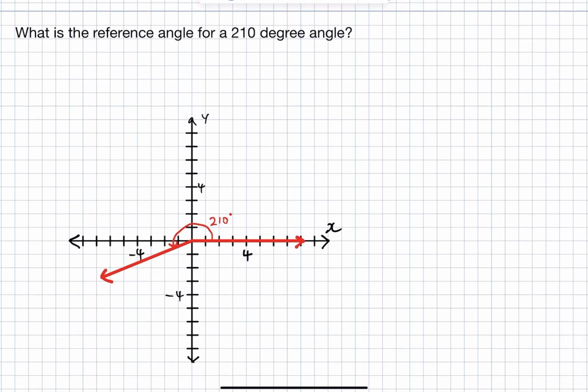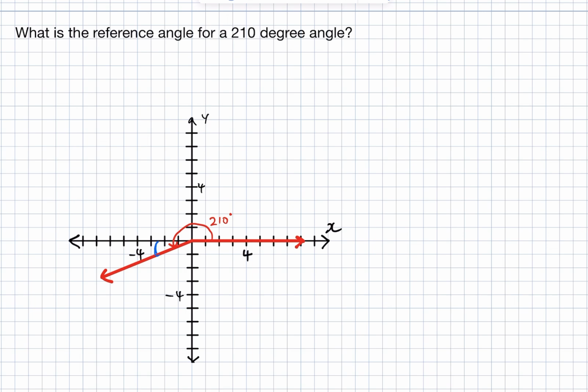Okay, here's a question. What is the reference angle for a 200-degree angle? Okay, so here we have an initial side over here, starting on the x-axis, and it rotates all the way over here, and this is 210 degrees. Okay, so then the reference angle that we would want to solve is right here. This is the angle between the terminal side and the x-axis. Okay, so this is going to be right in here.